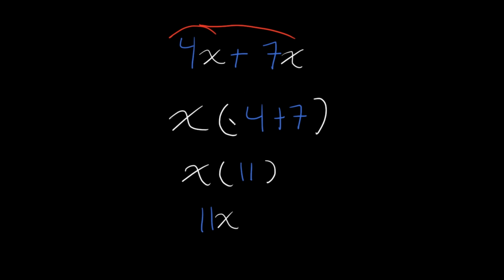And you don't have to do all of this every time you combine like terms. The key realization is all you have to do when combining like terms is just add the coefficients and stick on the variable to the end. So in this case, we could just add 4 and 7, which would give us 11, and then stick on the variable, which was x.